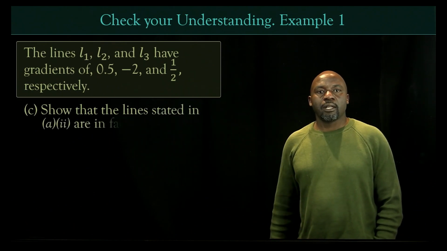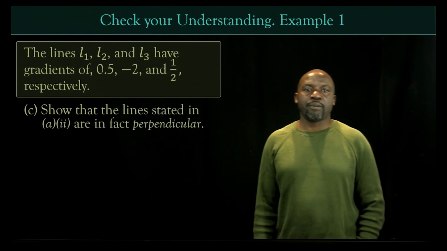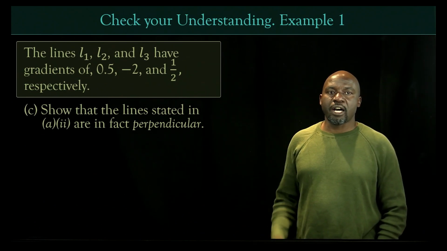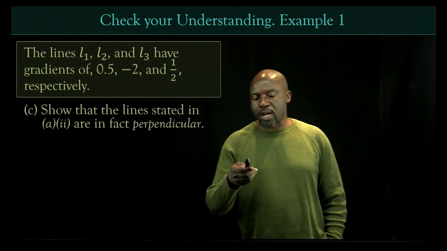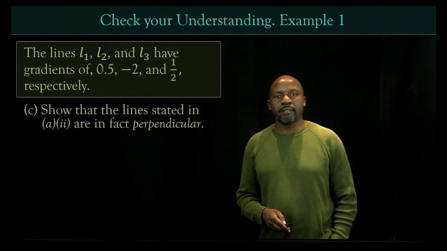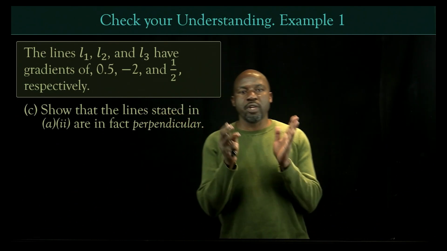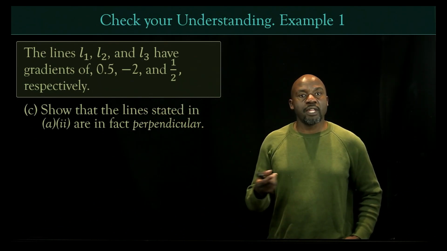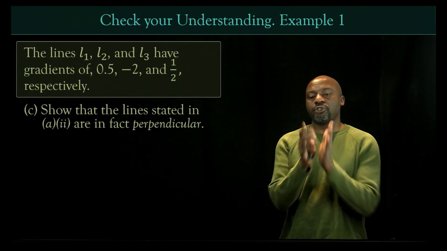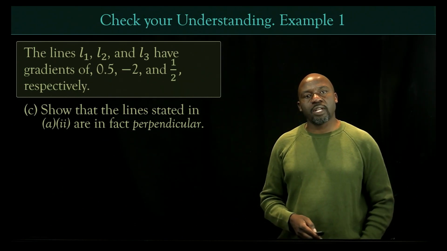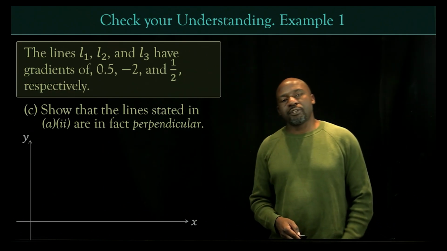Let's go to C. Question C says, show that the lines stated in part A, part 2 are in fact perpendicular. So let's say you said that line 1 and line 2 are perpendicular. Then we want to show that the angle between them is in fact 90 degrees. If they are perpendicular, the angle between them should be 90 degrees. So let's draw the two lines.